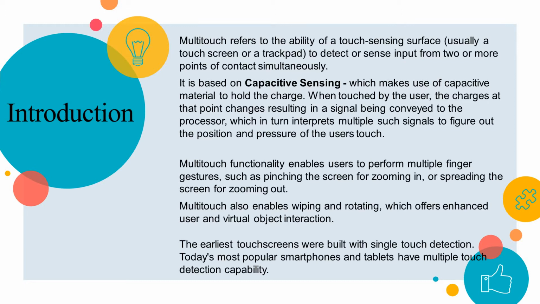It is based on capacitive sensing, which makes use of capacitive material to hold the charge. When touched by the user, the charge at that point changes, resulting in a signal being conveyed to the processor, which in turn interprets multiple such signals to figure out the position and pressure of the user touch. Multi-touch technology presents a wide range of new opportunities for interaction with graphical user interfaces, allowing expressive gestural control and fluid multi-user collaboration.